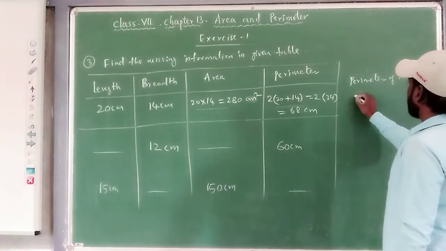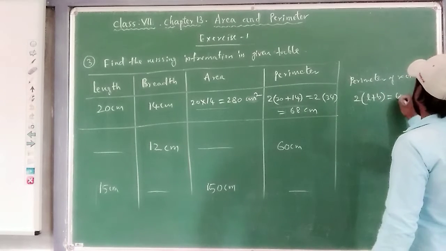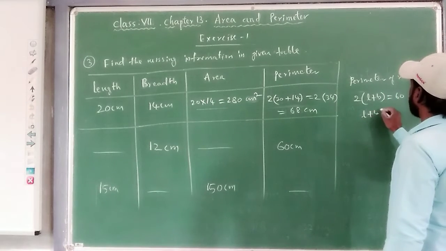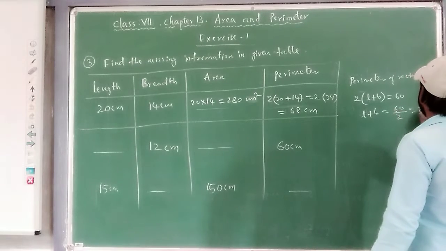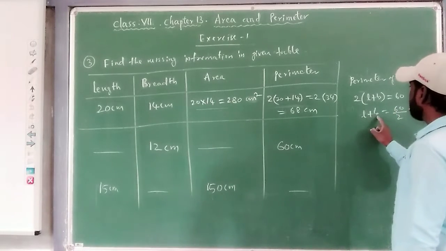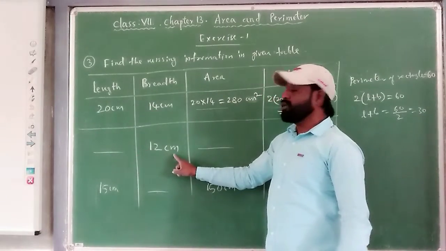But perimeter of rectangle, we know the formula 2 into length plus breadth. That is 60. So length plus breadth as it is. So this 2 will go to this side. 60 by 2, it will be equal to 30. But what is it? Length plus breadth. In this, length we do not know, but breadth we know, that is 12.